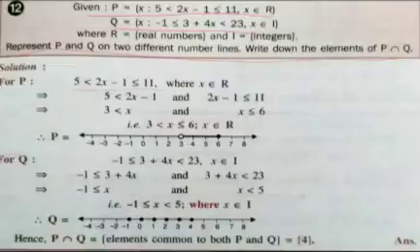So 5 is less than 2x minus 1 is less than or equal to 11, where x belongs to real numbers. So 5 is less than 2x minus 1 and 3 is less than x. 3 how? 5 minus 2 is 3, right? So 5 minus 2, 3, and x. And now here 2x minus 1 is less than or equal to 11. So x is less than or equal to 6, 11. So 2x minus 1 is less than or equal to 11 and x is less than or equal to 6.